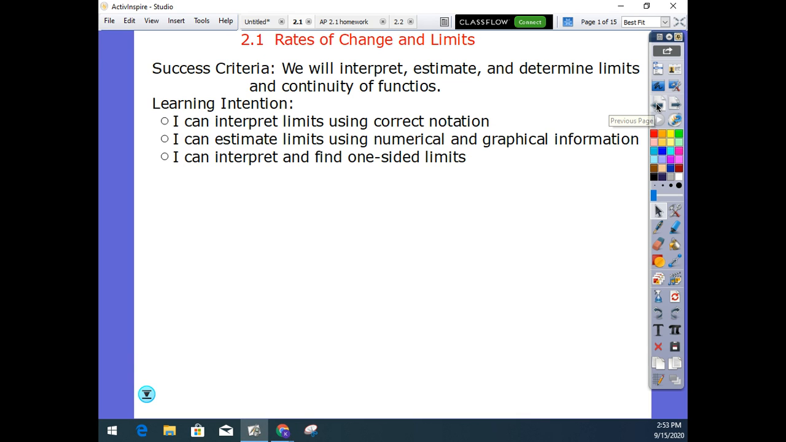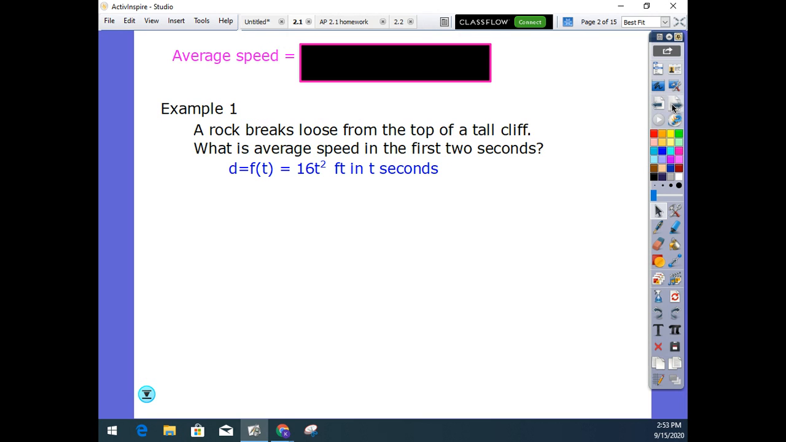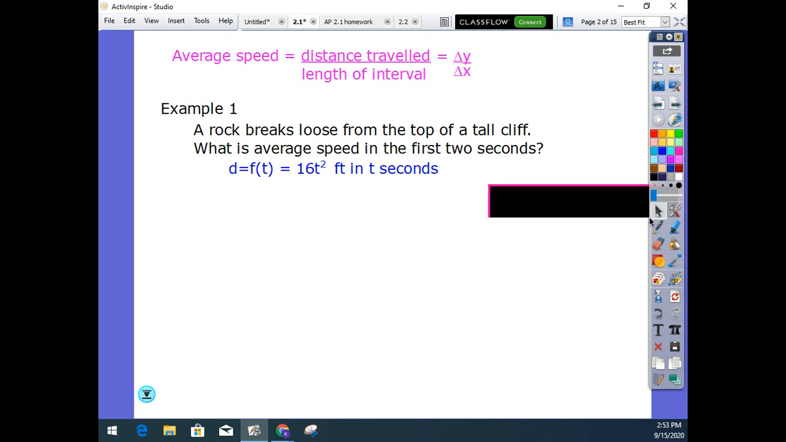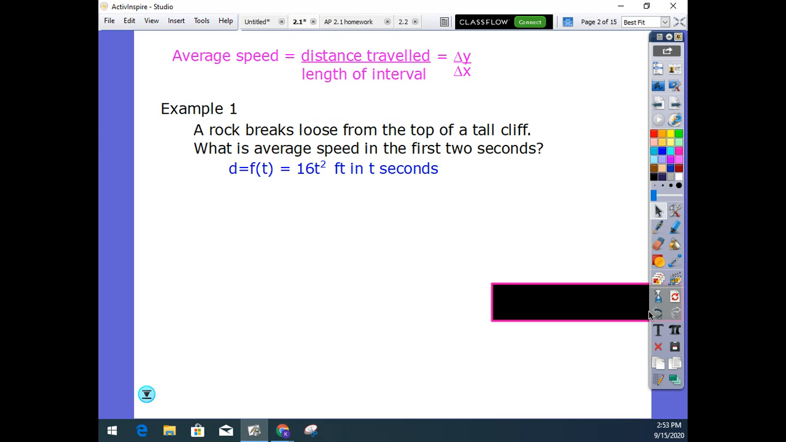2.1 is all about rate of change and limits. We're going to start out, it's not going to feel real connected at first, but I want you to think about how you would calculate your average speed. If you were to drive from here to Cedar Rapids, you'd see your instantaneous speed, how fast you're going at all times, if you look down at the speedometer. How would you calculate your average speed? You do that by taking the distance you traveled divided by the length of time that you drove there.